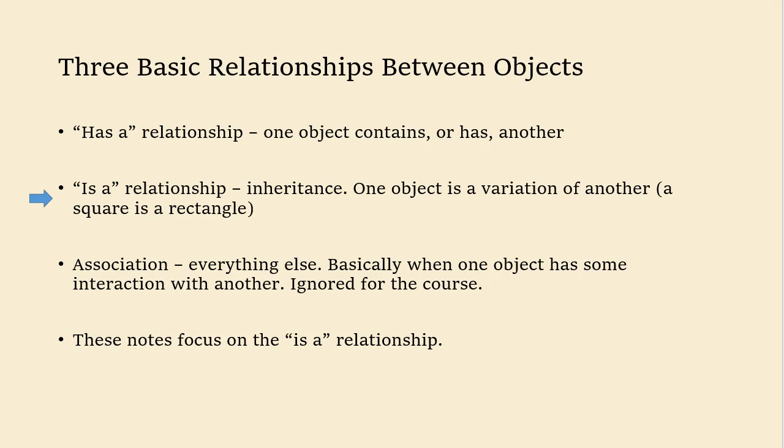As we've discussed, there's three basic relationships between the objects. The has a relationship, one object contains another. There is a relationship, that's inheritance, where one object is a variation or an extension of another. And association, which is basically everything else. Anytime an object maybe needs some information from another object, something like that. We're going to focus on the is a relationship.